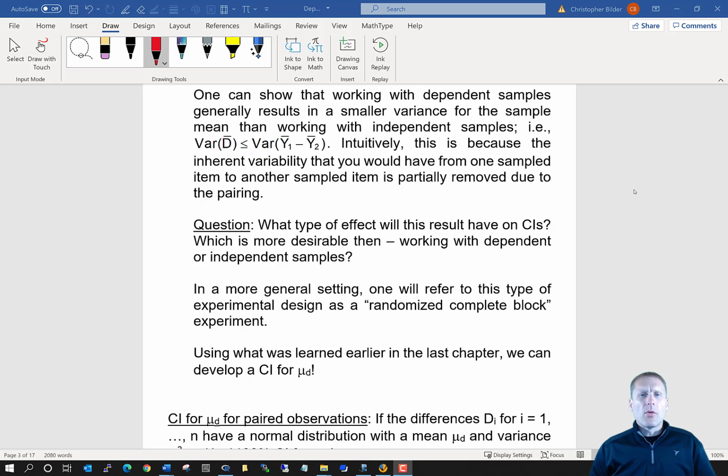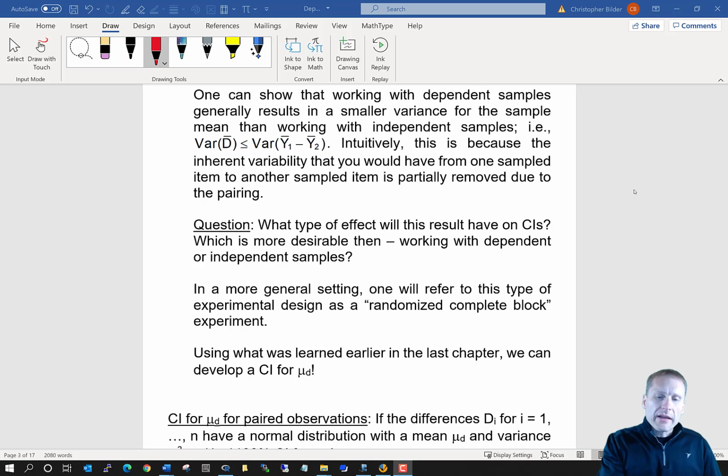Now, overall, one can think of this particular subsection as relatively easy because all we're going to be doing is applying the inference methods, hypothesis testing and the confidence interval methods that we learned from working with just one mean. We're now going to apply them to this section where we're looking at the mean of the differences.